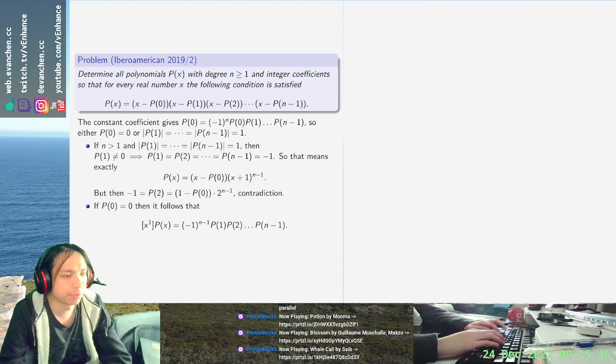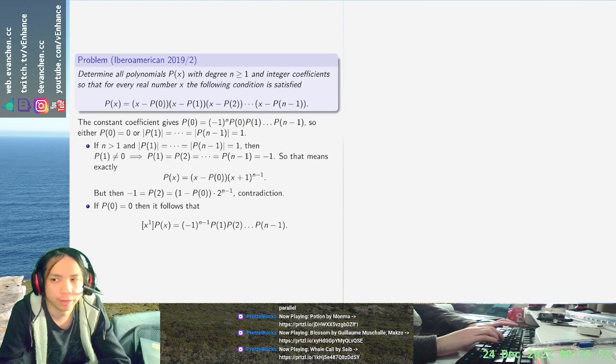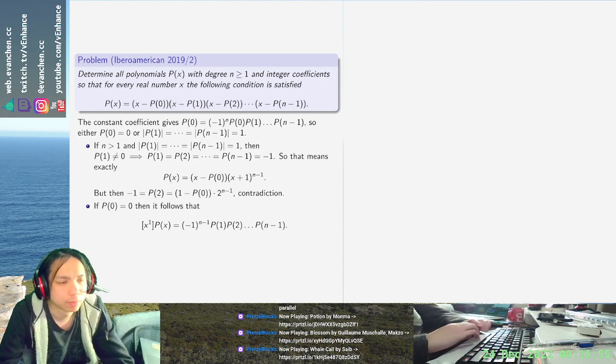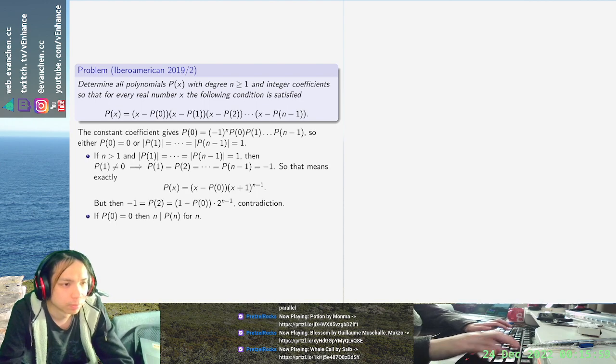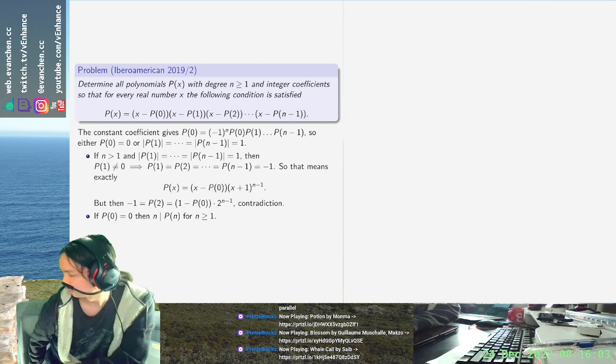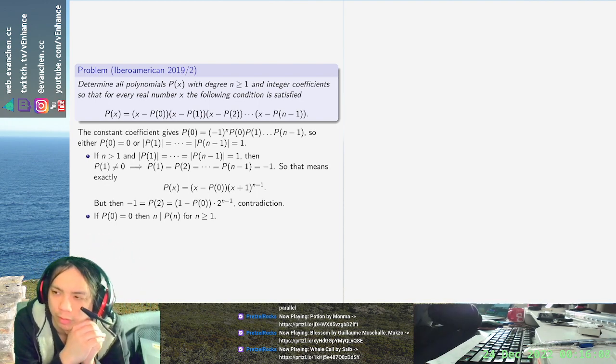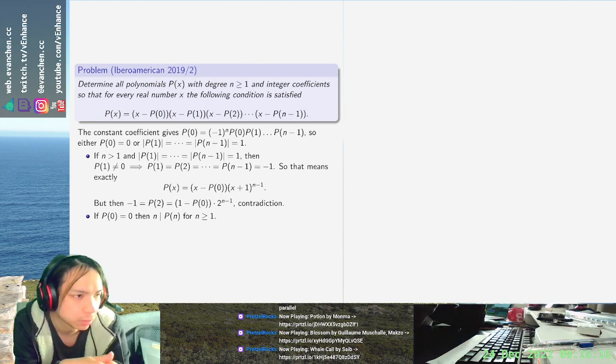On the other hand, if p of 0 equals 0, okay, here's what I can say. If p of 0 equals 0, then n divides p of n for every n. So it doesn't tell you anything about p of 1, but it tells you, for example, that p of 2 is an even number and so on. So maybe I can run with that somehow. Well, we might have to do the quadratic case by hand anyways.